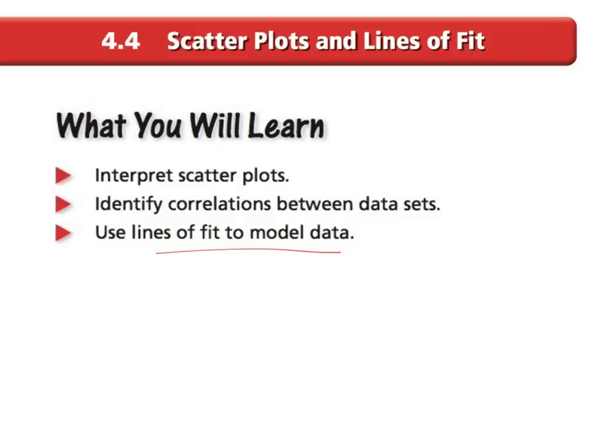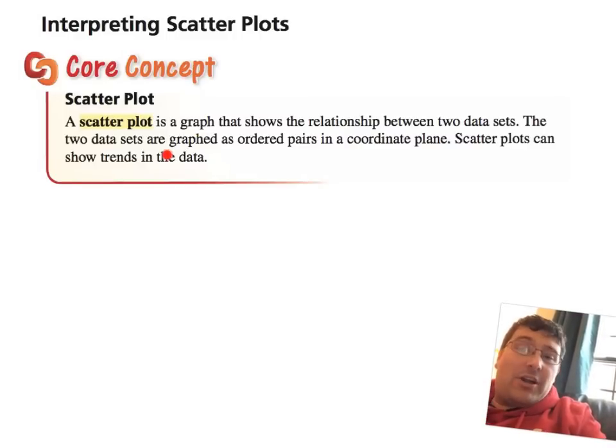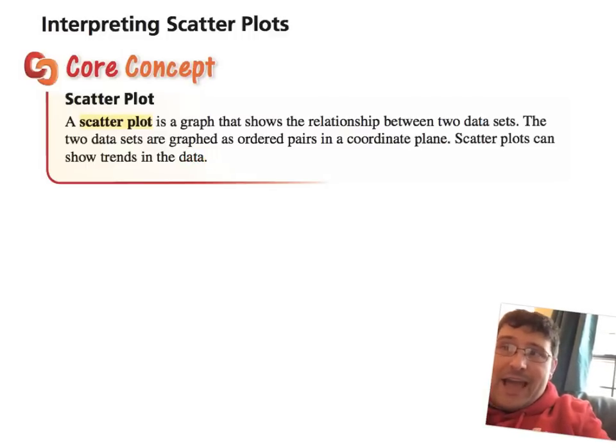So let's first explain what scatter plots are. A scatter plot, what is it? Well, a scatter plot is a graph that shows the relationship between two data sets. The two data sets are graphed as ordered pairs in a coordinate plane. Scatter plots show trends in data.